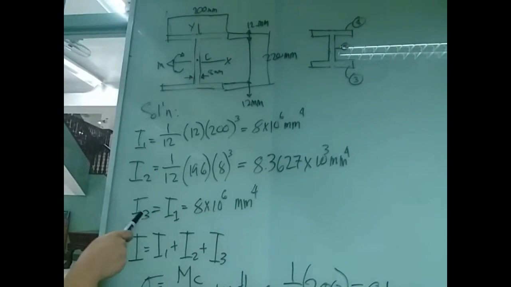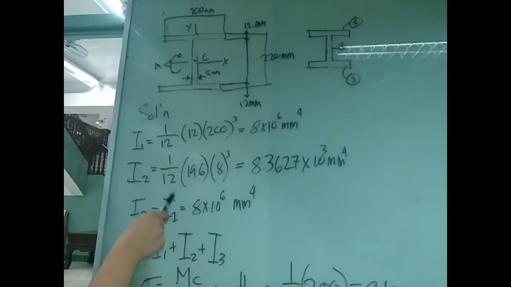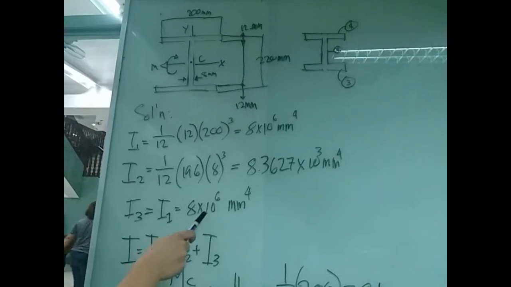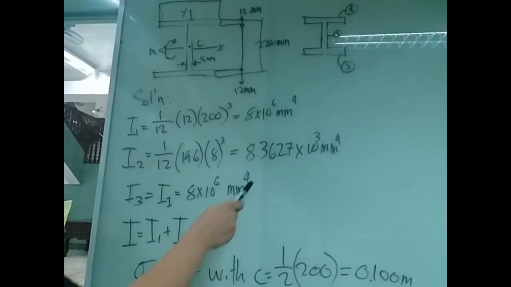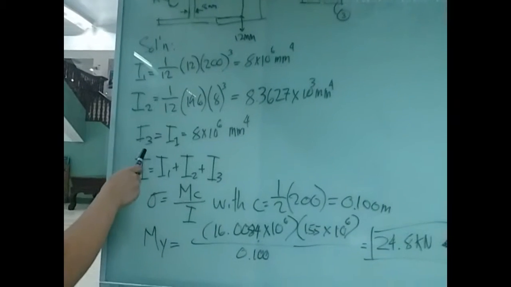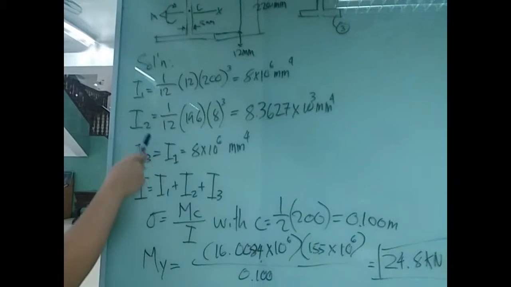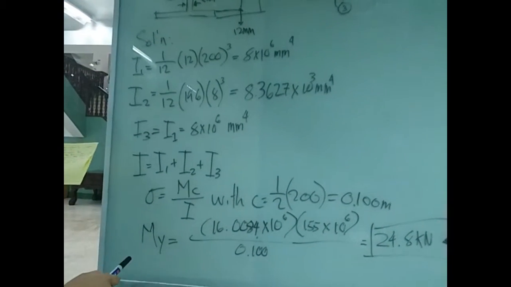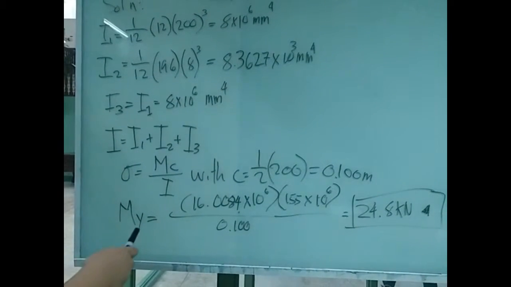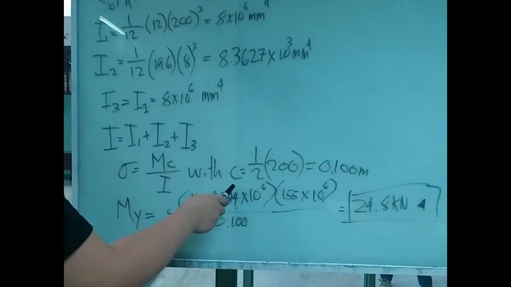And last, the moment of inertia of the third part is equal to that of the first part. So this is also equal to 8 times 10 to the 6 millimeter to the fourth. So we will add the 3 inertias. The total inertia is equal to inertia 1, inertia 2, and inertia 3. So as we compute, we will get the value of 16.00884 times 10 to the 6.